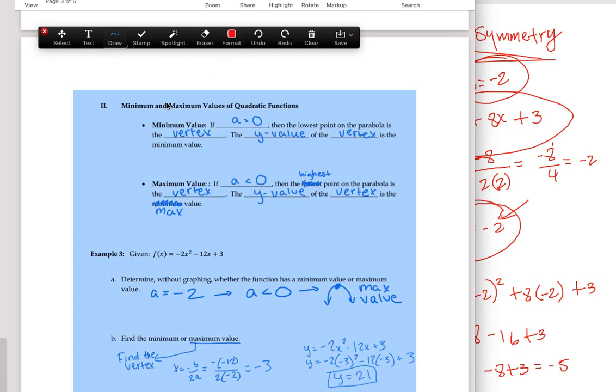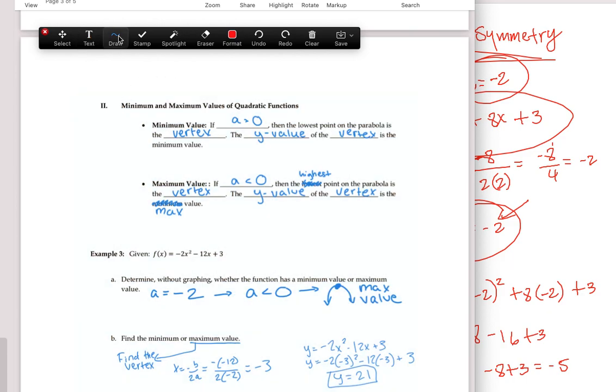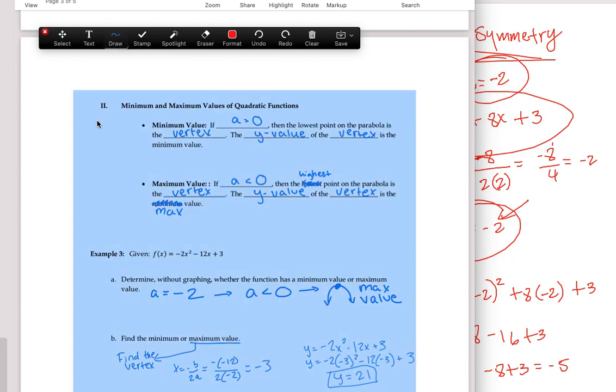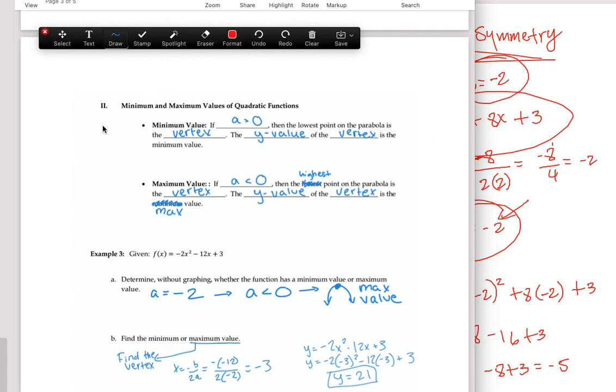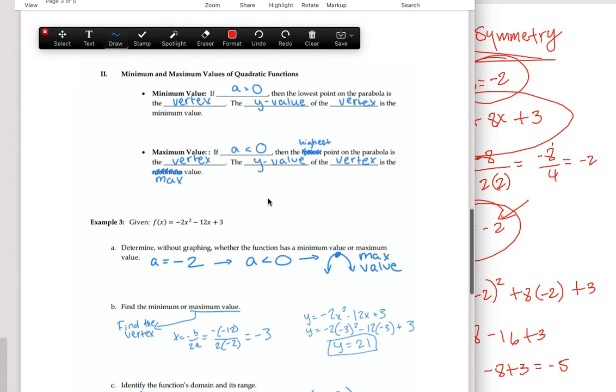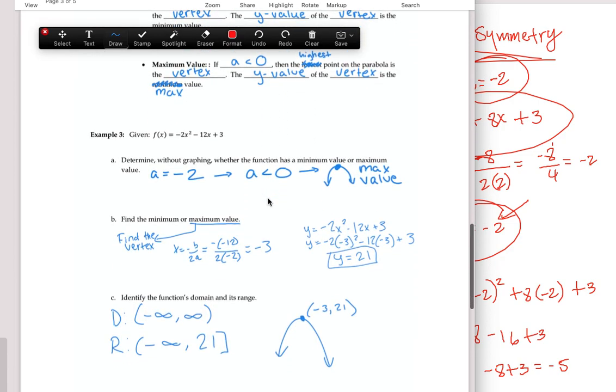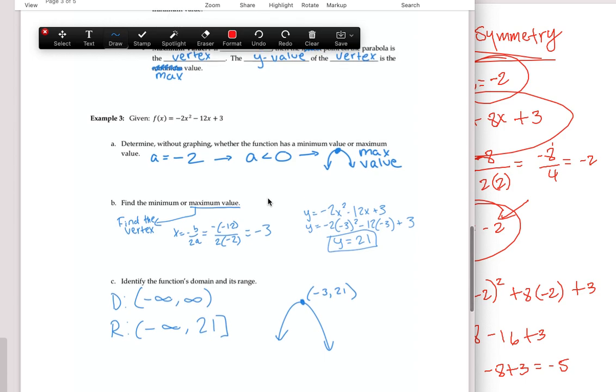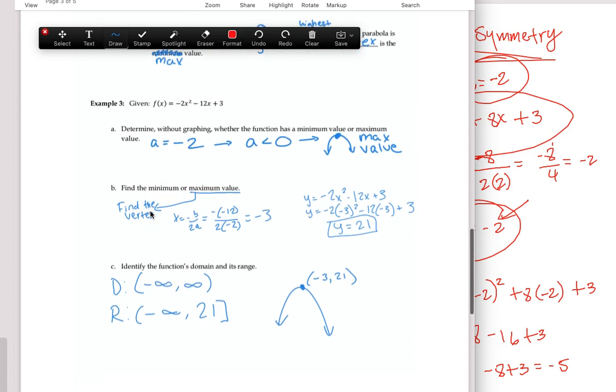Now over here, what's written in Roman numeral 2, we've already said, and I feel like you know it, so we don't need to talk about that. And example 3 also, we don't need to say much. I have a little something to say about C, but A and B, you got it.